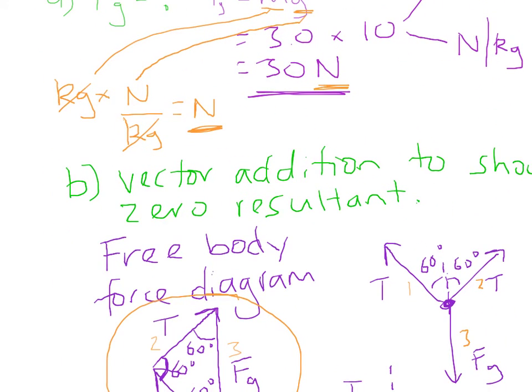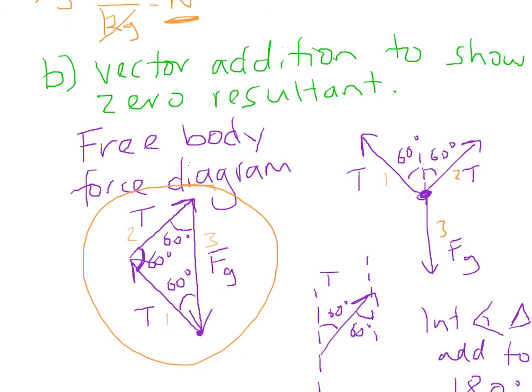Moving on, question B, we've got the vector addition to show that there is a zero resultant force on the mass. So we have to add up all of the forces. We've got them numbered in orange here, 1, 2 and 3, and in the order that we've added them.